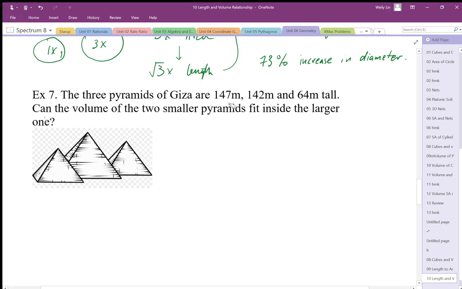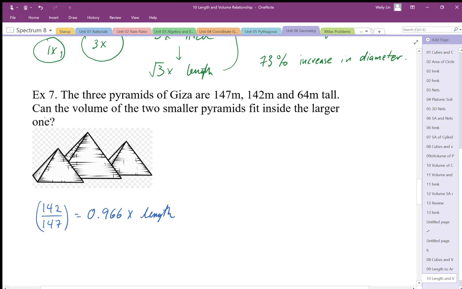Okay, so we want the multiplier. These are to do with heights, so those are lengths. So the ratio or the length multiplier of the second smallest to the biggest, if we work out that length multiplier, it is about 96.6%. Okay, so 0.966 times the length.